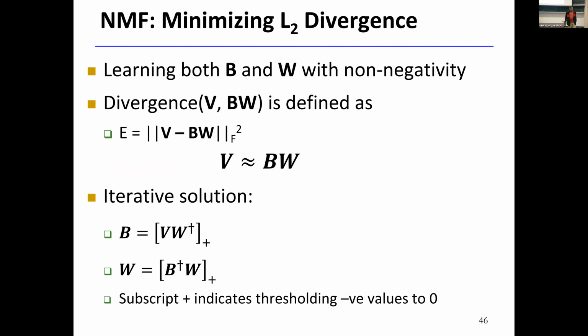I can use that B to go back and estimate W, right? And W is going to be B pseudo-inverse times V. And that's also not guaranteed to be non-negative, so I can just floor all the negative terms to 0. I can iterate between these two, and it's a convex optimization problem. I'm guaranteed to get to the optimum in a finite number of steps, right? Does it make sense to everybody? Right. So this is with L2 divergence, very simple.